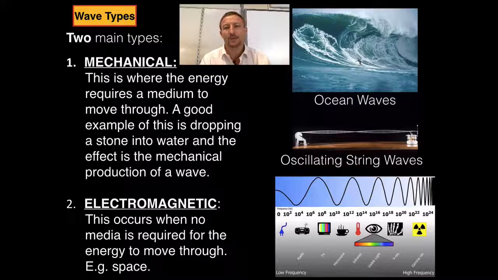So to recap, two main types of waves: mechanical, where you basically produce energy going through a medium, like dropping a stone into a river, you produce ripples, and the result is those ripples have energy. As well as that, you've got electromagnetic waves where they do not pass through any medium whatsoever, such as a vacuum.